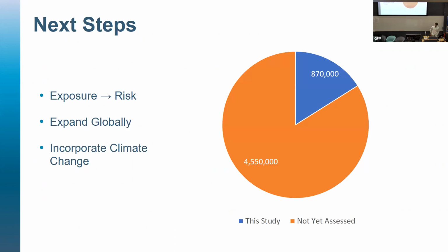So what are the next steps for this analysis? So this presentation only really covered flood exposure. We didn't look at risk. So we're currently working at incorporating some measures of vulnerability to begin looking at the risk of these camps. We also want to expand this globally. So this study only really covered less than a fifth of the global refugee camp population.